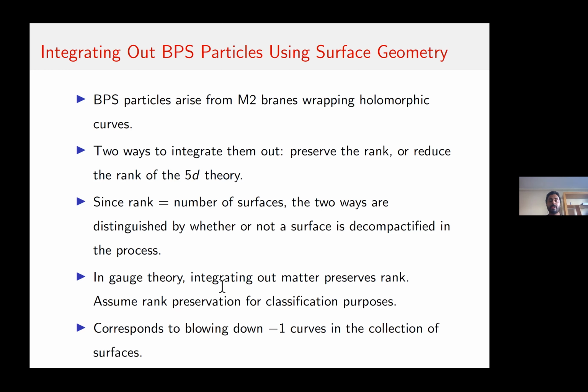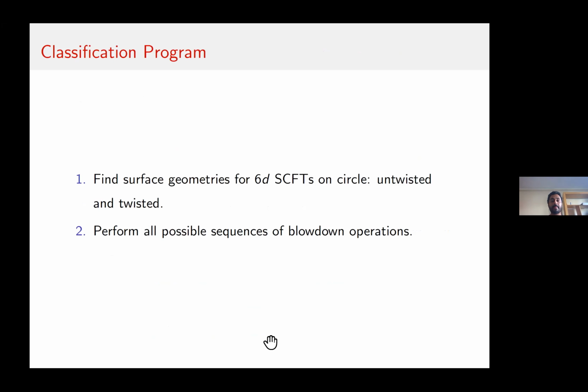Right. So this kind of integrating out process, which preserves the rank of the 5D theory, has a very nice geometric description. It corresponds to blowing down -1 curves inside the geometry, inside this collection of surfaces. So this is a very tractable problem and can be carried out explicitly. And now this leads us to the following proposal for the classification program. The first step is to find surface geometries when 6D SCFTs are compactified on a circle.